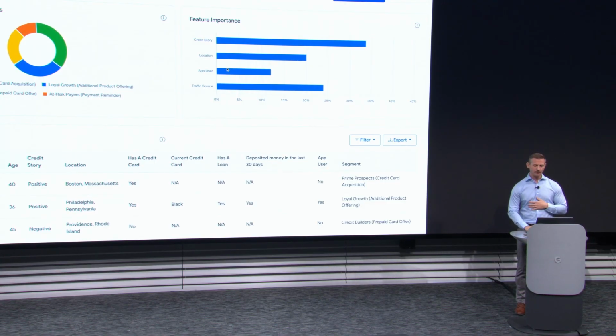For example, how the customer arrives at the site, or their traffic source, or where they are located, can make someone more likely to be of high value. So with that, we're now ready to create some customer segments for targeting.